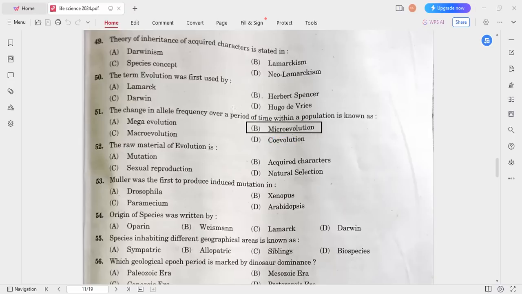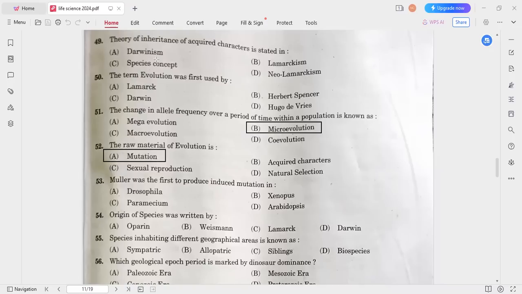Micro evolution means a change through processes like mutation, selection, gene flow, etc. This change through these processes is called micro evolution. Next question, question number 52: the raw material of evolution is what? The raw material of evolution is mutation. That's why option A, mutation, is the correct answer.